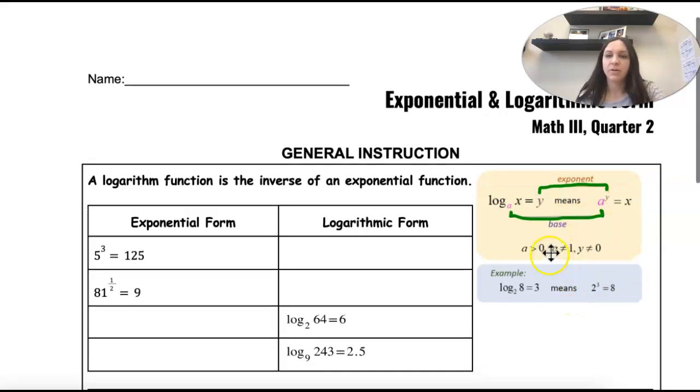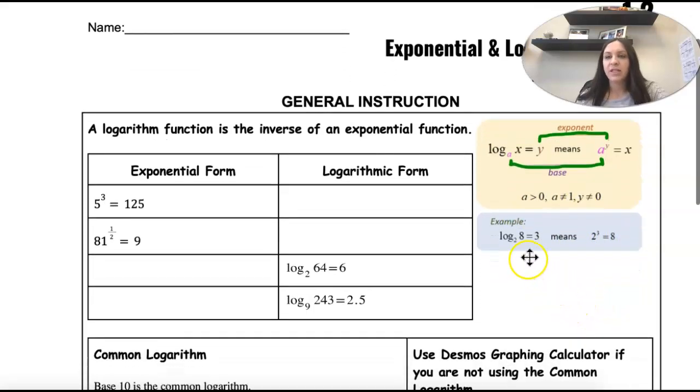Okay, so just know that the base always has to be greater than 0. It can't be 0, it can't be negative, and it can't be 1, and the answer is never going to be 0. Okay, that's what all this means. So here's an example. If I have log base 2 of 8 equals 3, that's the same thing as 2 to the 3rd power equals 8. Okay, so we're just going to get used to log form.